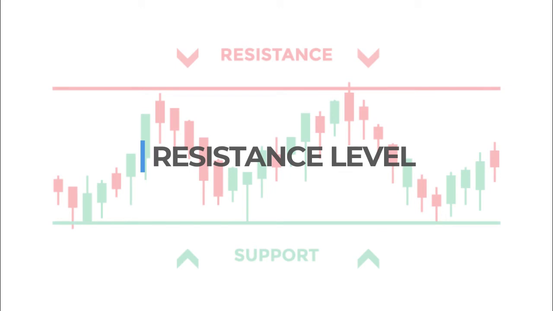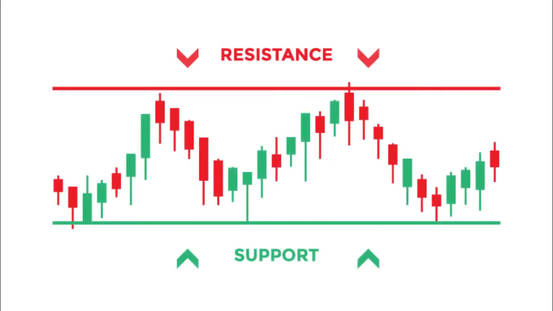A resistance level is a price ceiling which the market may have difficulty rising above and breaking through. A support level is the opposite, a price floor which the market may find difficulty breaking through below.